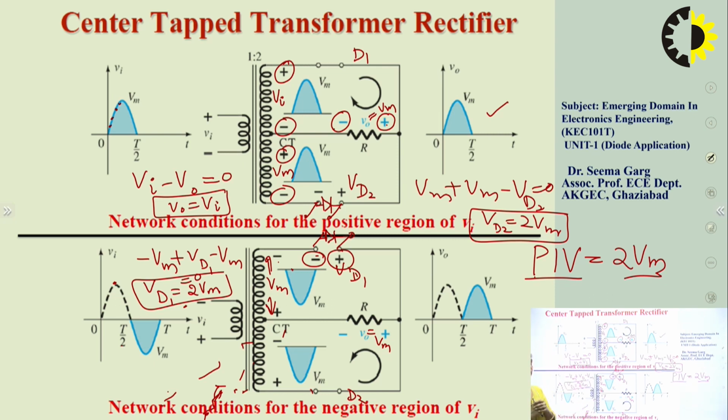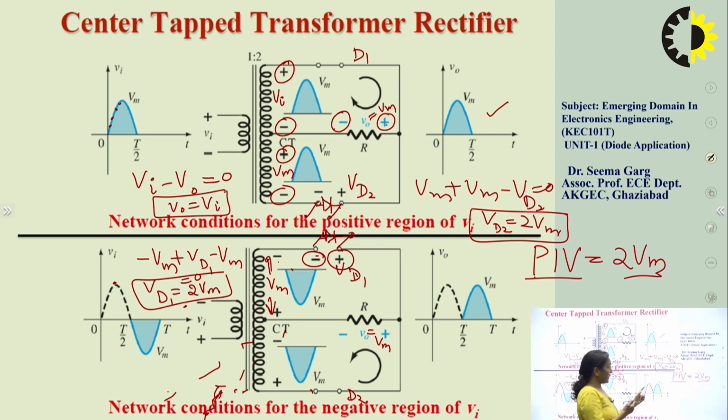Suppose we have a diode whose specified peak inverse voltage is Vm only, and you connect the diode in a circuit where, in every half cycle, the voltage appearing across this diode is 2 Vm. Then this is dangerous for the life of that diode, and it may get damaged very quickly.